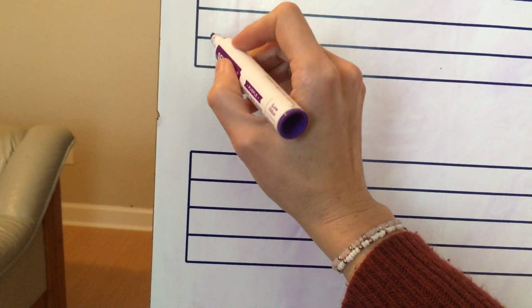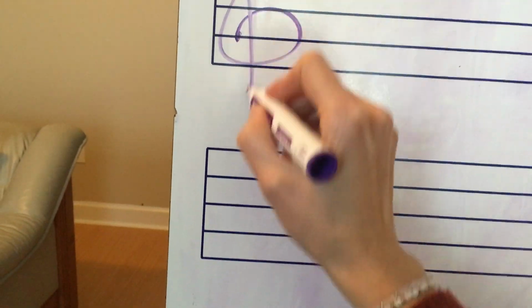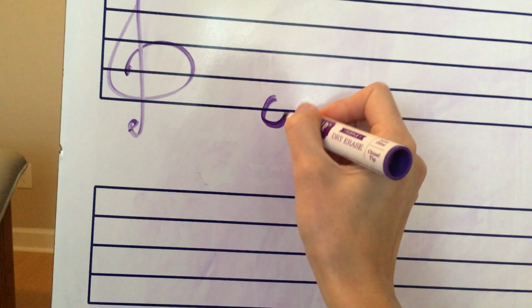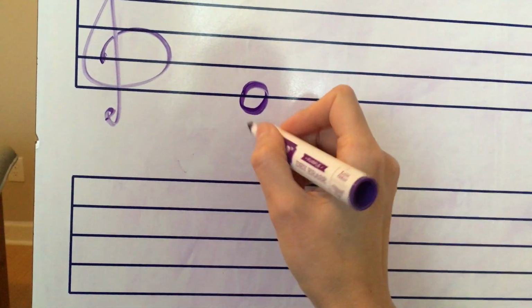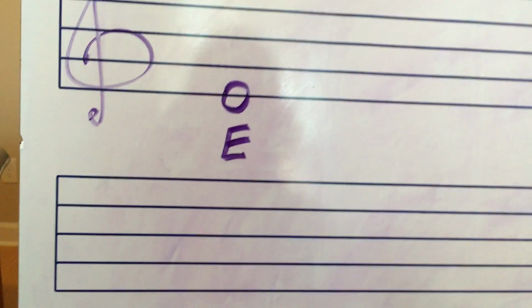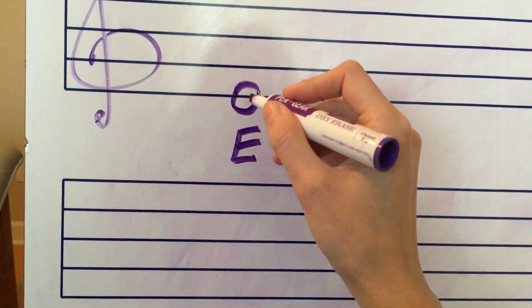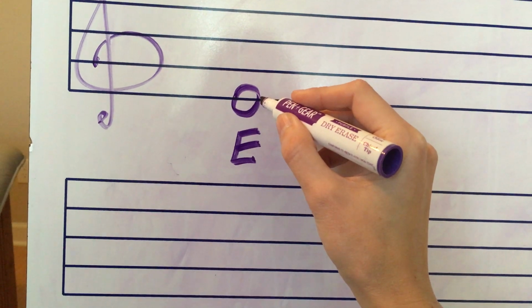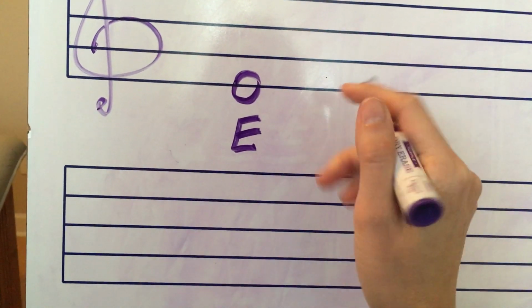Let's move now to the whiteboard and see if you can recognize them when you're playing them in your music. So let's start by putting a treble clef. Okay, and let's pick the first line note. That would be our E note. The way our intervals look, you have to count all the notes that can fit between the two notes, including these two notes.